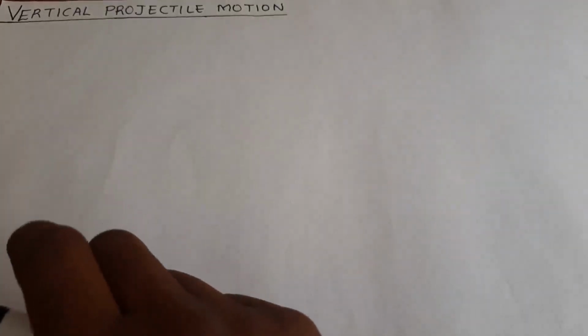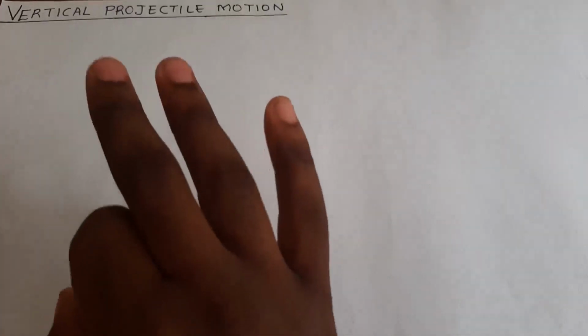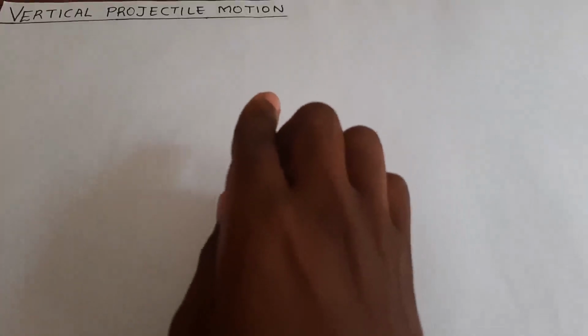Vertical projectile motion. So let's look at vertical projectile motion. What does that mean? We have three consecutive words that make up the term: vertical, projectile, and motion. Let's start with vertical.